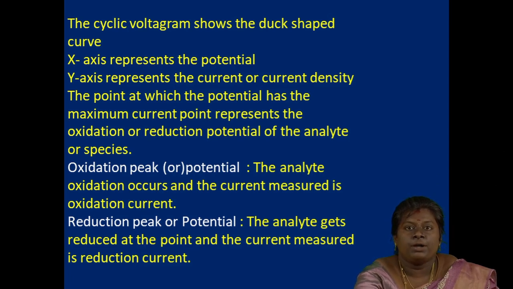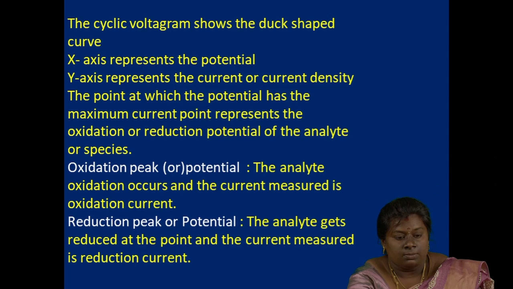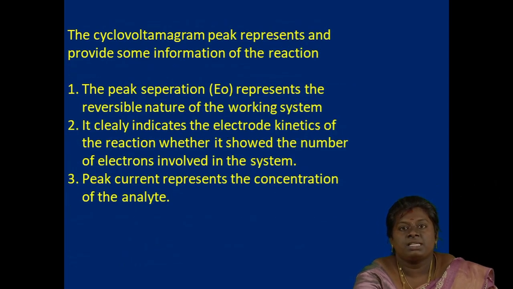The point at which the potential has the maximum current is known as the oxidation potential or reduction potential. The current obtained at the oxidation peak potential is called the oxidation current, and the current obtained at the reduction potential or reverse potential is called the reduction current. Sometimes the oxidation current is known as the anodic current, and the reverse, cathodic current, is noted as the reduction current, IPA or IPC. So from the cyclic voltammetry graph we are obtaining some information.